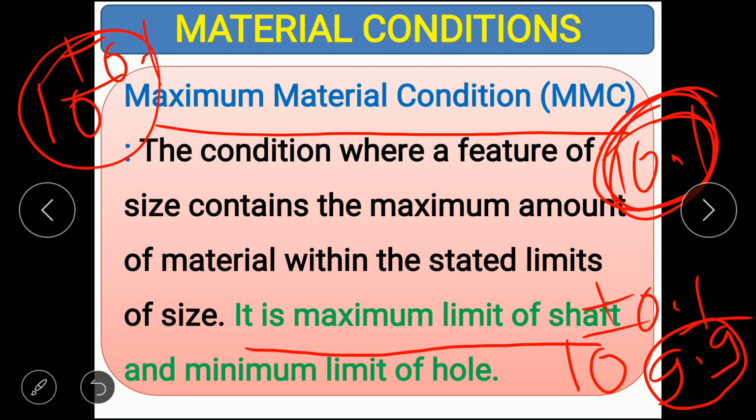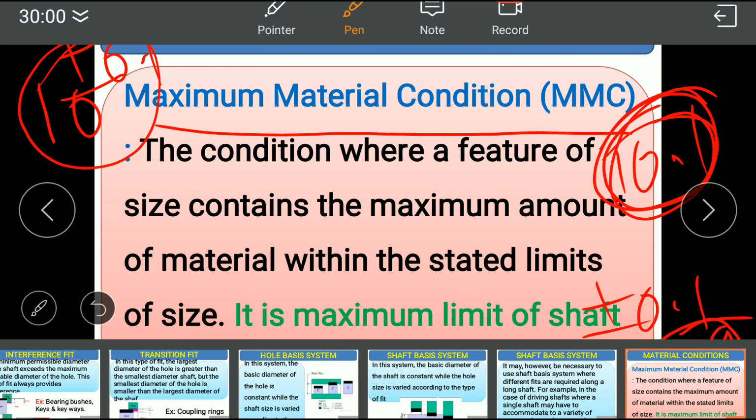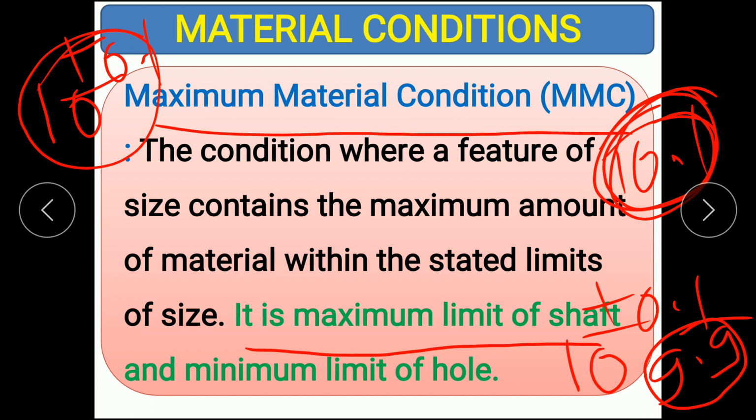It means in a shaft, as the size increases, the material increases. In a hole, as the size increases, the material decreases. So both are totally opposite. That's why maximum material condition means the condition where a feature of size contains the maximum amount of material within the stated size. It is the maximum limit of the shaft and the minimum limit of the hole. The maximum limit of the shaft requires the maximum amount of material, and the minimum limit of the hole requires the maximum amount of material.